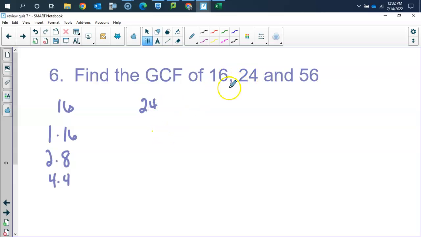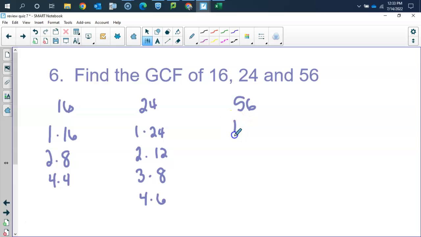24. Let's list all of our factors. 1 and 24, 2 times 12, 3 times 8, and 4 times 6. And again, since I am going in order, this makes it easy. 5 is not a factor. I already have 6, so I know I have them all listed.